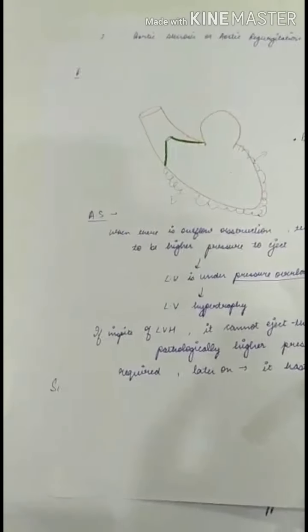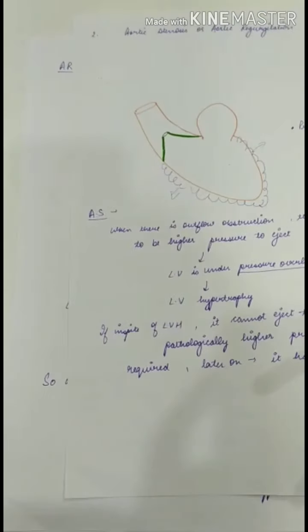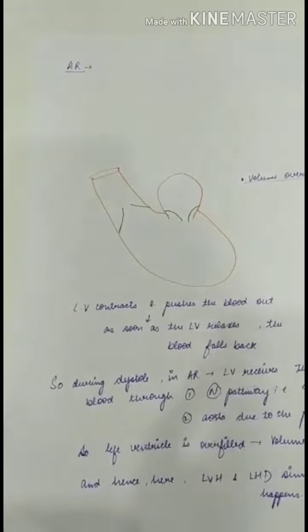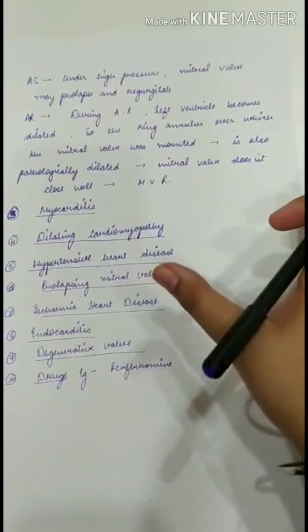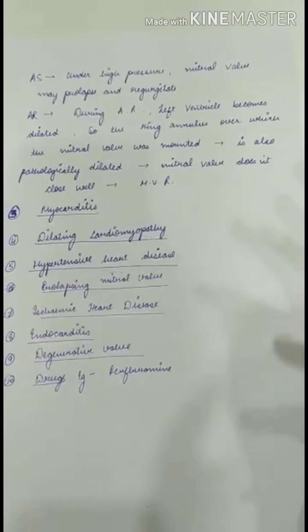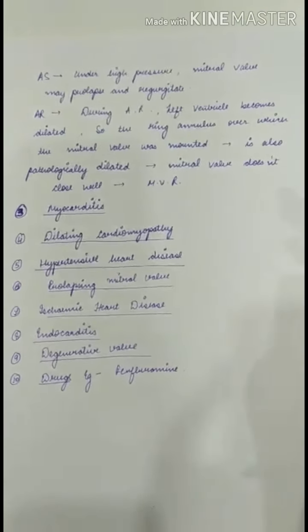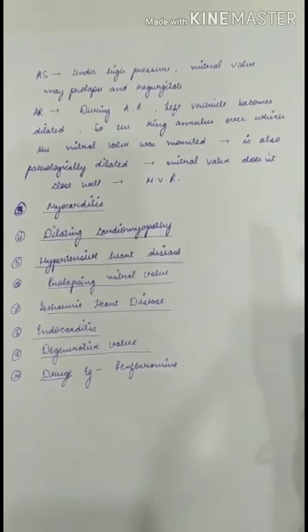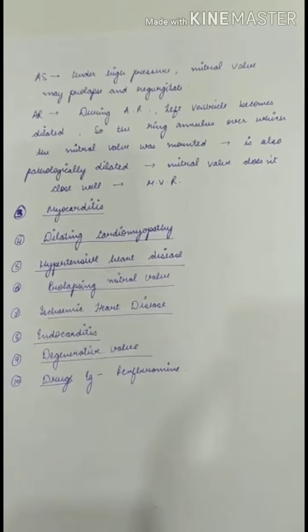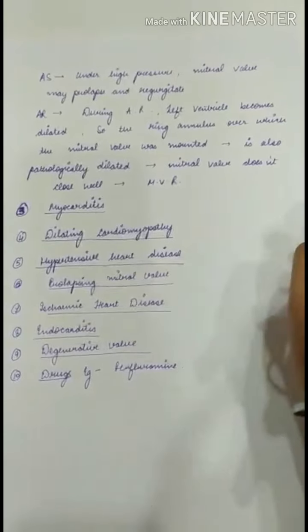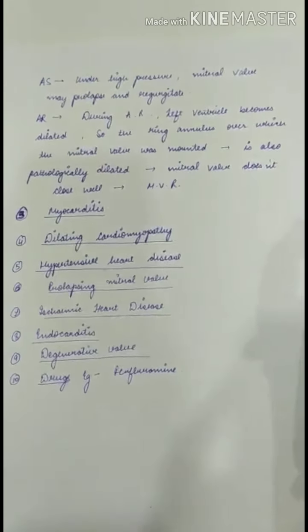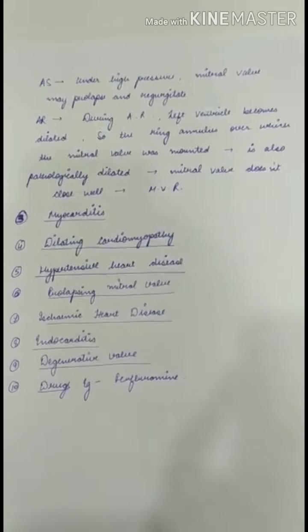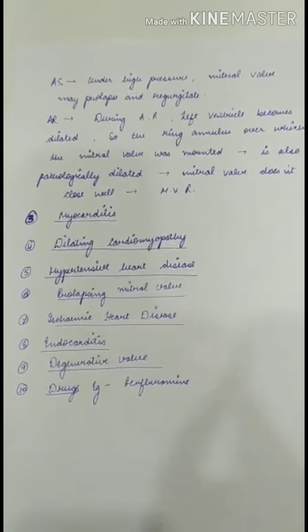So in aortic stenosis, when the left ventricle is in pressure overload, the mitral valve may prolapse and regurgitate because it has to produce very high pressure. In aortic regurgitation, the left ventricle becomes dilated, so the ring annulus over which the mitral valve was mounted is also pathologically dilated. The mitral valve does not close well, and hence it produces mitral valve regurgitation.